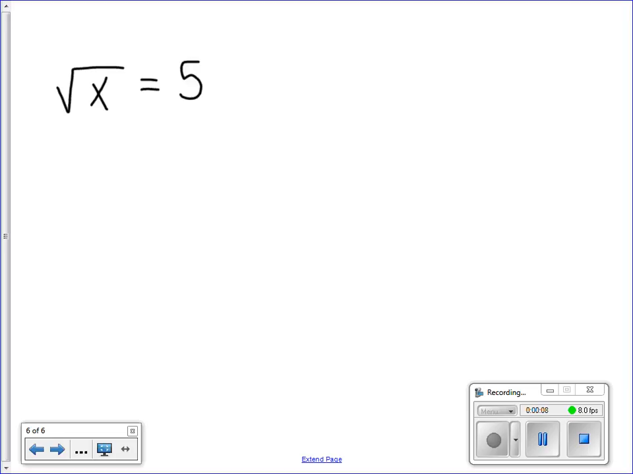That's pretty easy, right? If I had the square root of something and the answer ended up being 5, what did that something have to start out as? 5 squared, which is what? That means x had to be 25, right? Yes. Okay.